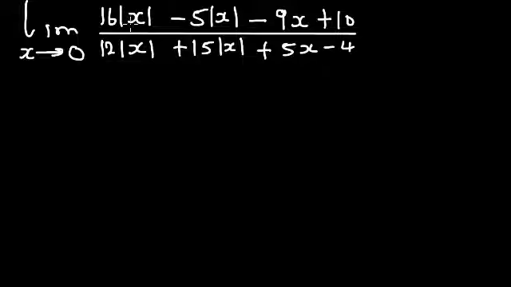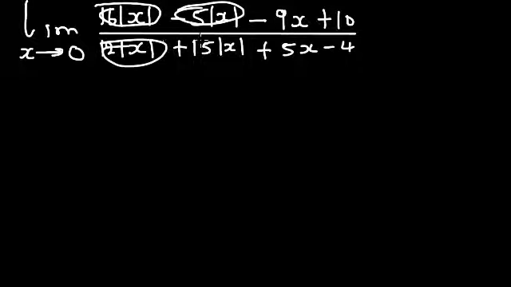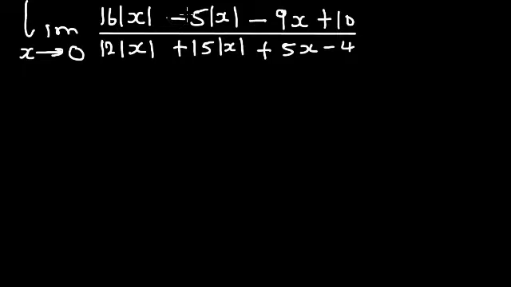But before we dive into that, these are like terms. So we can combine them. This is 16 times the absolute value of x minus 5 times the absolute value of x. We can subtract them as we have a negative sign connecting them. For those who might be wondering, if we let the absolute value of x be a constant like k, it becomes 16k minus 5k, which we can subtract, so they are like terms. So let's do that.